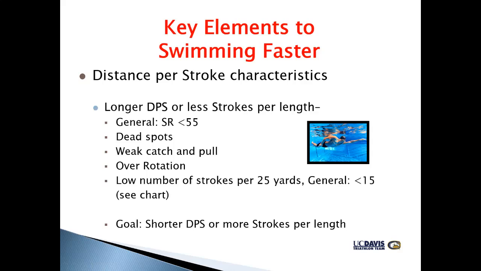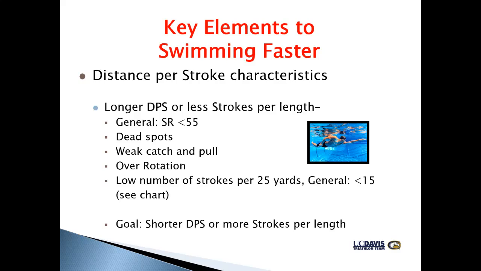And so that becomes an issue when you're addressing longer distance per stroke. If you have a weak catch or pull phase, typically you're over rotating when you have a long distance per stroke, and that's due to the timing of your breath and how long it takes you to go through that rotation.